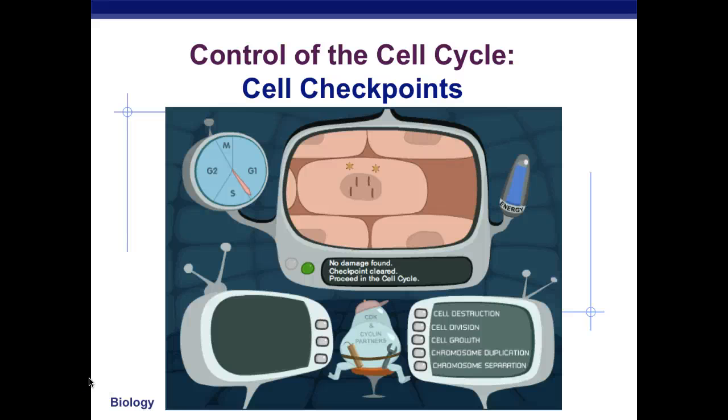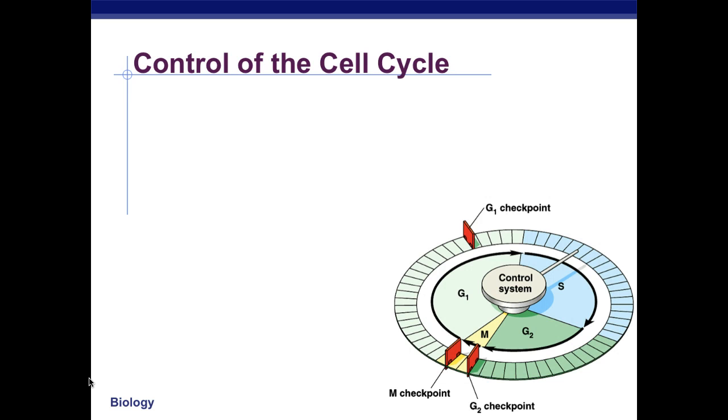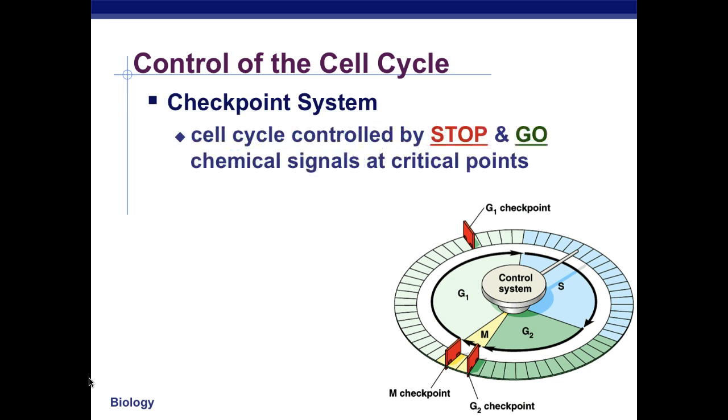In today's PowerPoint, we're going to talk about the control of the cell cycle, and the way the cell cycle is controlled is through cell checkpoints. The cell cycle is controlled by stop and go chemical signals at critical points throughout interphase, the mitosis phase, and cytokinesis in the process of the cell cycle.